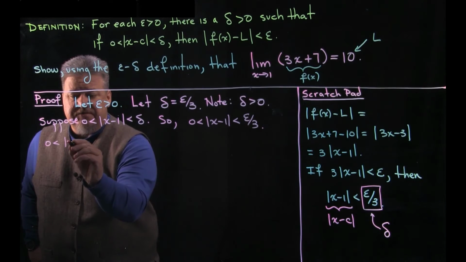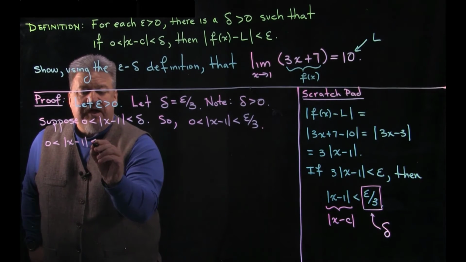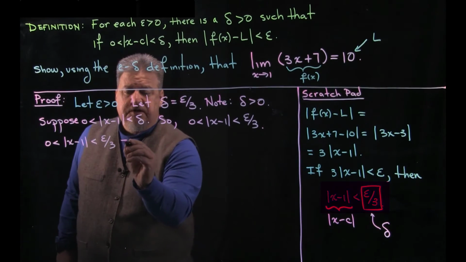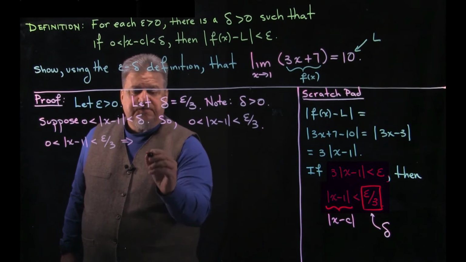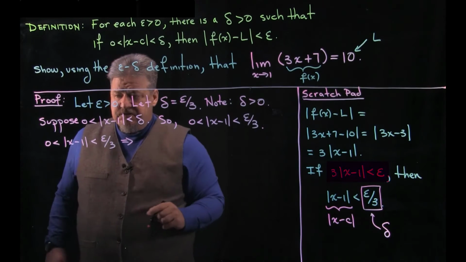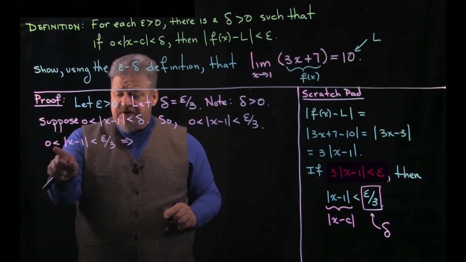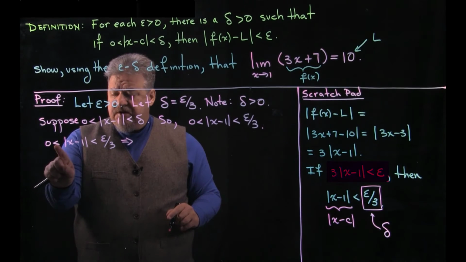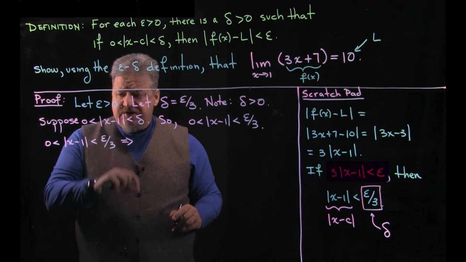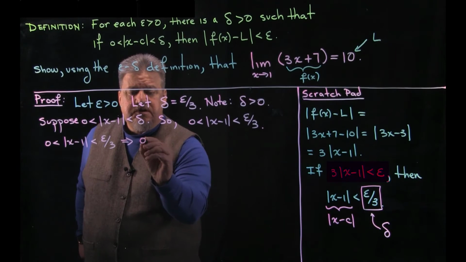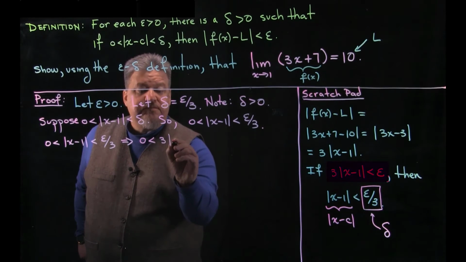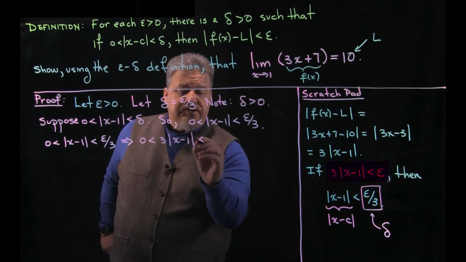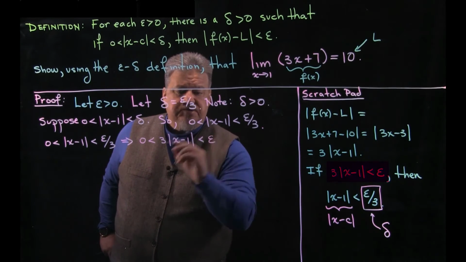Again, it's roughly going to be the same algebra that we had in our scratch pad, but in reverse, so to speak. So let's multiply all sides of the inequality by 3. Now remember, 3 is positive, so when you multiply an inequality by 3, being positive, you leave the inequalities alone. So 3 times 0 is 0. 3 times the absolute value of x minus 1 is just precisely that. And 3 times epsilon over 3 is, of course, epsilon.